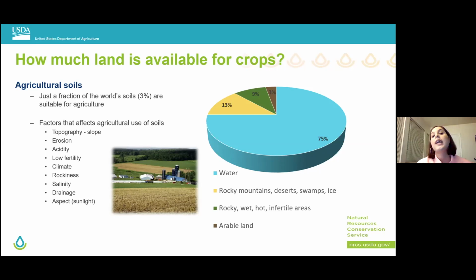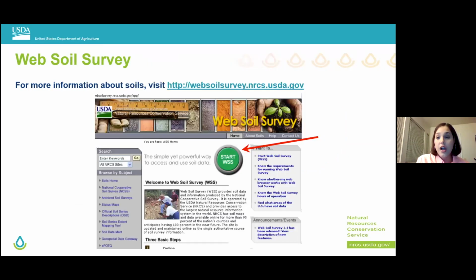So we really need to take good care of the land. That land is going to be affected by slope, erosion, acidity, low fertility, climate change, salinity, drainage aspect. There's so many factors that affect the land. So we really need to use the land, but take care of it so we would have it for future generations. This is part of what we do in the Natural Resources Conservation Service. So I wanted to share that with you guys.